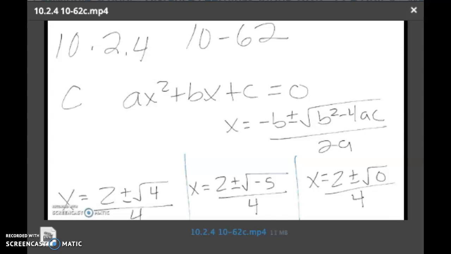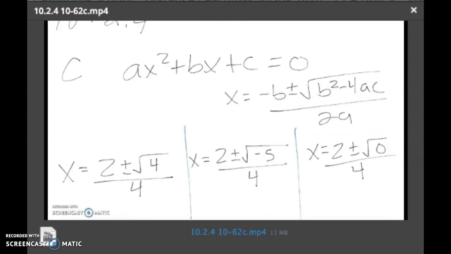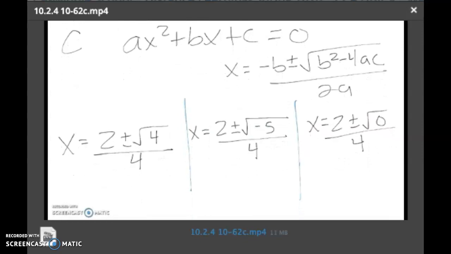Okay, so when you're given your equation in standard form, go ahead and list the a, b, and c, substitute those into the quadratic formula, and then let's look at 3 examples on what you might get for your answer and how you can quickly see how many solutions you have. So in my first situation here, let's say I took my equation, I put it into the quadratic formula, and I was left with this first piece here. So x equals 2 plus or minus the square root of 4 divided by 4.